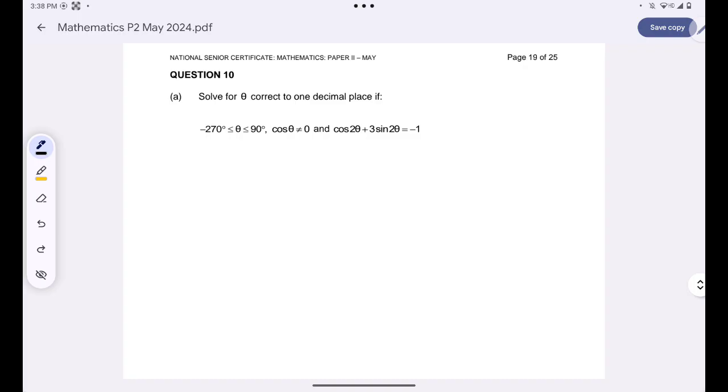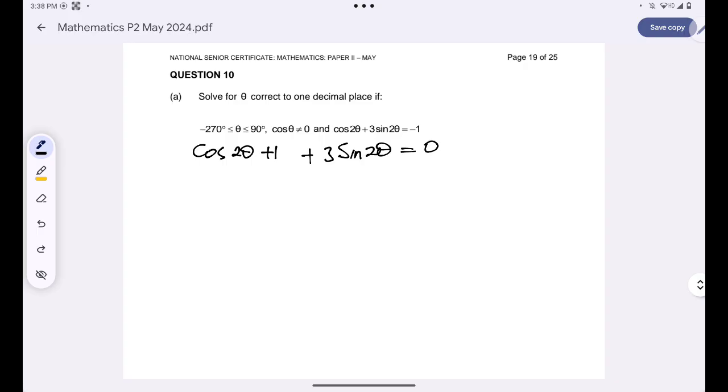Okay, question 10. Solve for theta correct to one decimal place. I'm given a general solution here. The first thing I need to do, I want to bring the minus 1 to the other side, right? I will have cos 2 theta plus 1, and then I will have 3 sine 2 theta is equal to 0.